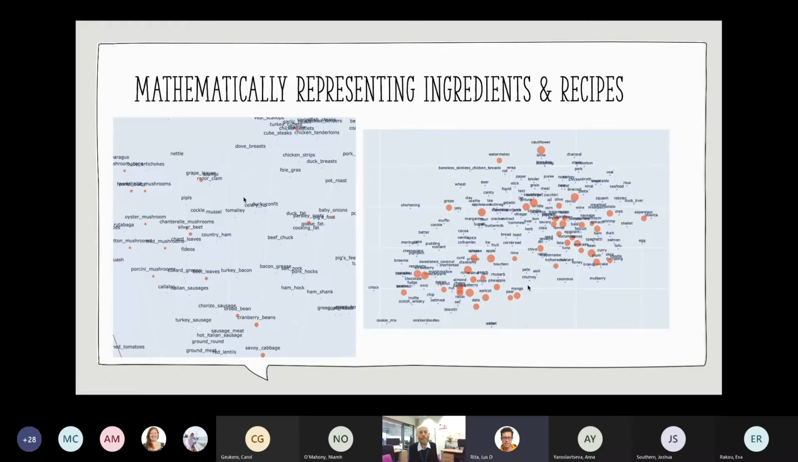And to get to this point, to be able to represent these ingredients in the 3D space or in the 2D space, we need to use something else, a method that is able to reduce the dimensionality of the initial vectors that we obtain using the graph embeddings.